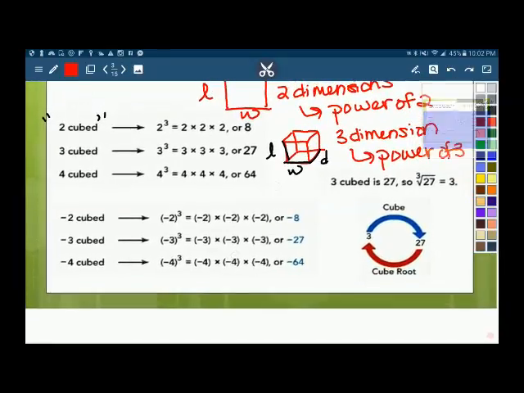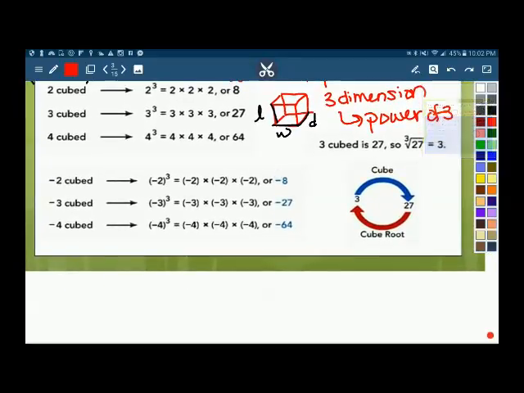Okay, so when we have 3 cubed, that's really 3 to the third power, which is 3 times 3 times 3. If you type that in your calculator, you get 27. 4 cubed is going to be 64. Okay, and we can also cube negative numbers as well. You see at the bottom here, negative 2 cubed, that's going to be negative 2 times negative 2 times negative 2. And whenever we square a number, if you remember from the last lesson, all your answers become positive, whether they're negative or positive.